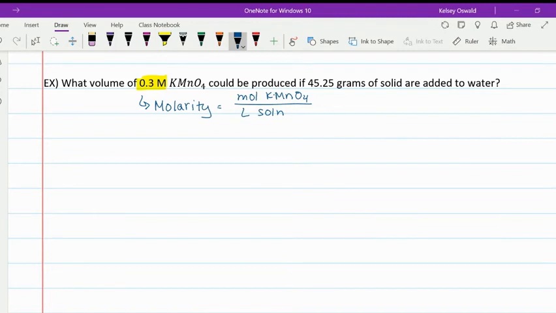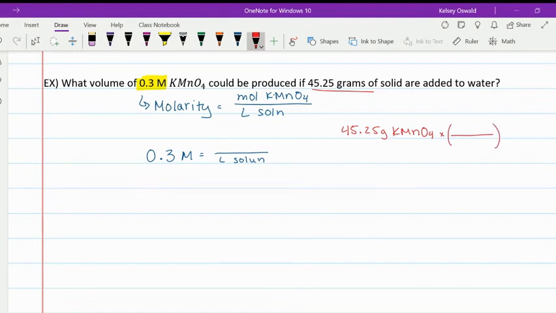So if we look at our problem, we know our molarity is 0.3. We do not know our liters of solution. That's what we're trying to find. And unfortunately, our problem doesn't come right out and tell us moles. But what it does tell us is our mass in grams. So we know we have 45.25 grams of KMnO4. So in order to plug that into our molarity equation and solve for volume, we're going to need to convert those grams into moles.